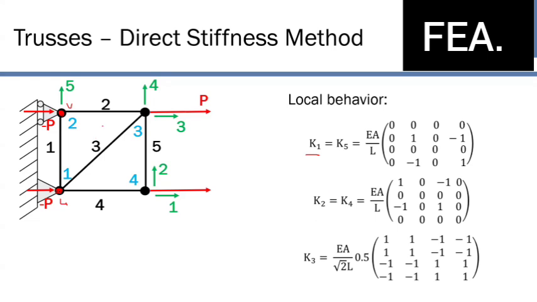Let's do 2 and 4. That one might be a little easier to somewhat convey. So if we think about the forces here at K2, the member 2 connects this one with this one, right? So a displacement in this one causes a force in this one on a one-to-one scale. A positive displacement leads to a positive force, right? So we get a positive one here.